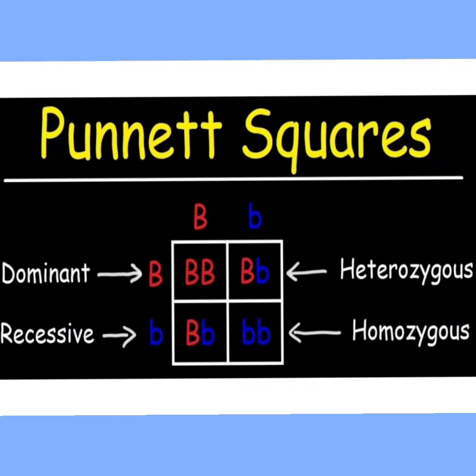So capital B capital B is called homozygous dominant. Capital B small b is called heterozygous dominant. And small b small b is called homozygous recessive.